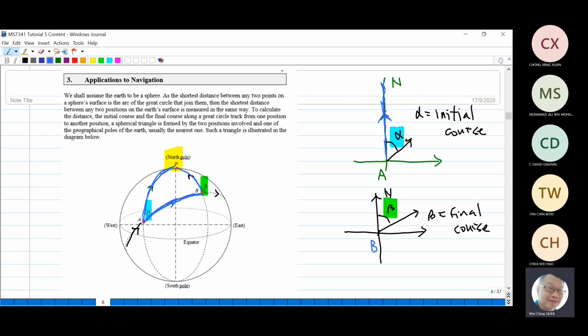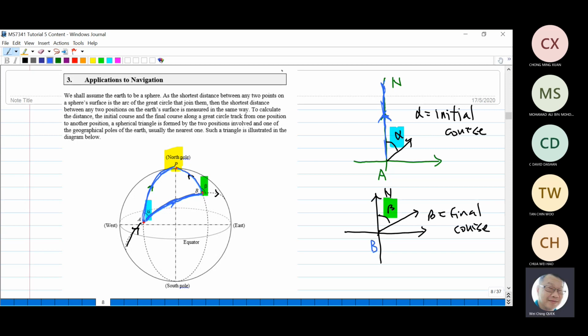Okay, the angle between the track of the ship and the North Pole is the angle alpha. This angle alpha is indicated in blue color here. This is called the initial course.